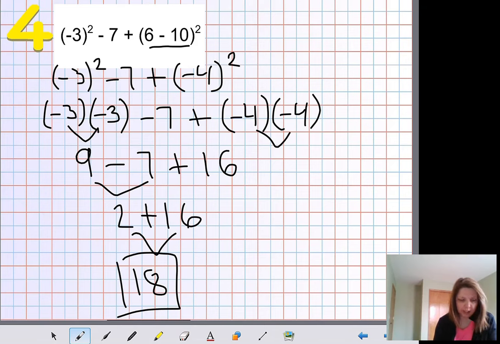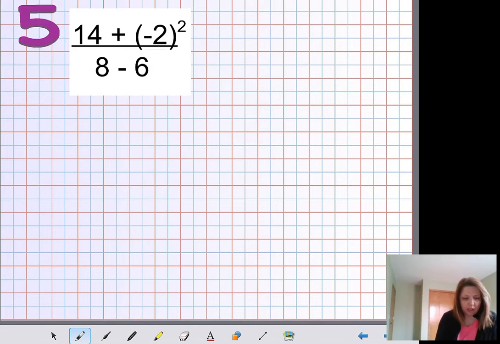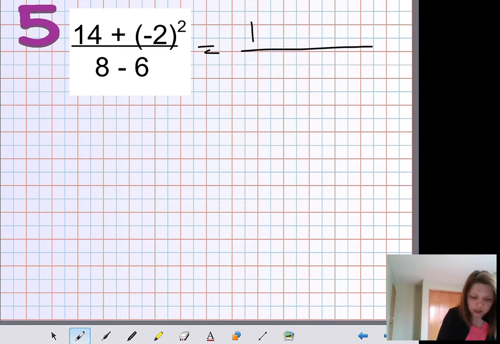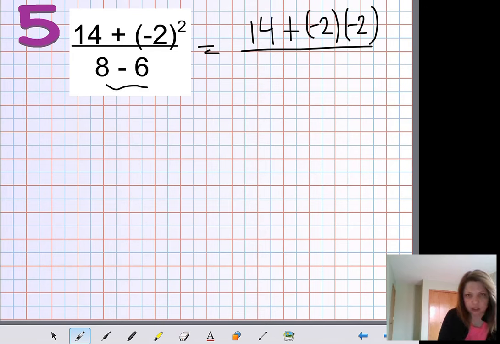Alright, another one here. 14 plus negative 2 to the second over 8 minus 6. When you have division, a ratio of different expressions of adding and subtracting, I want you to go step by step. First thing, let's take care of what is on the top. So we have 14 plus, and negative 2 to the second will be negative 2 times negative 2, over 8 minus 6. What is 8 minus 6? 8 minus 6 is 2. So we're going to have only the number 2 as a denominator.